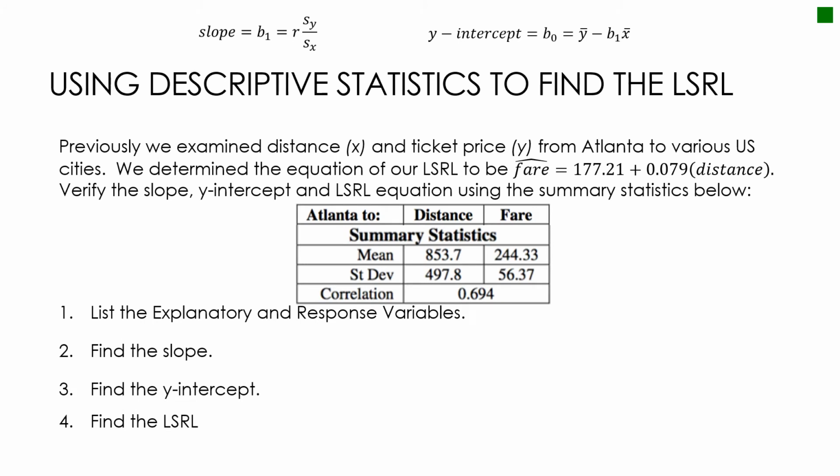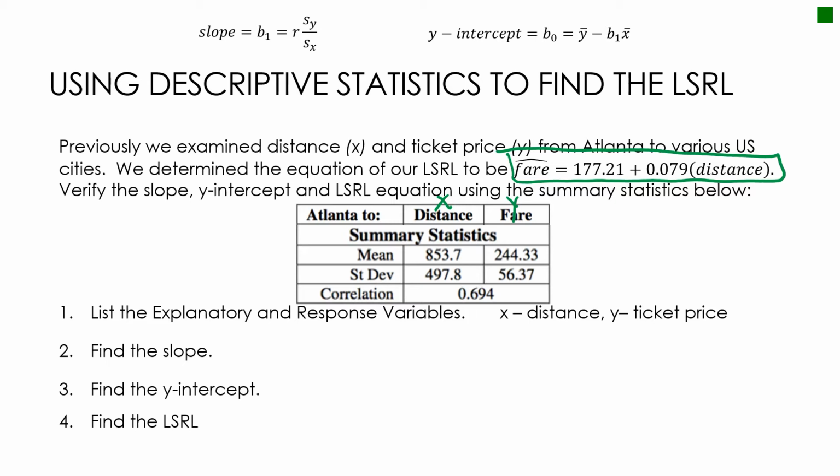In our last video, we were given a bunch of data, and we used that data in StatCrunch to create the least squared regression line equation that looks like this, in the proper form with the hat over fare and everything. Now, number 1 says list your response variables. We've already done this. In our last video, we said that the fare would depend on the distance, so the distance would be x and the fare would be y.